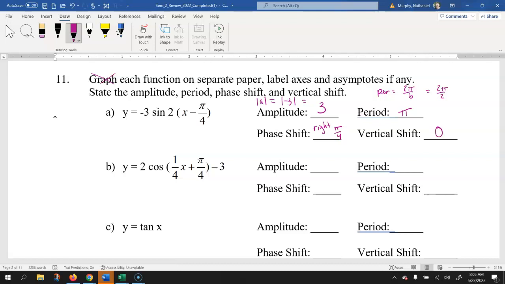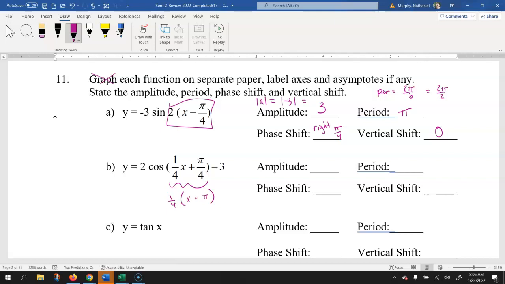Now the next one, if you notice the difference between these two, in this one we had 2 factored out. In this one, we don't have anything factored out, so we're going to have to factor out between those two terms. I see that both of them have a 1/4 in common, so this will be the same as 1/4 of x plus pi.